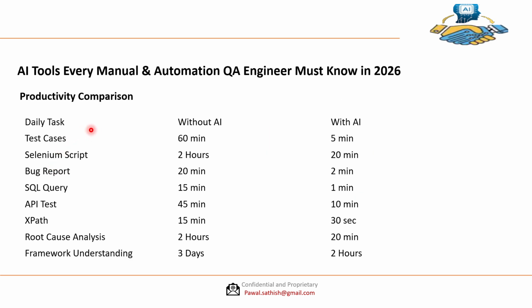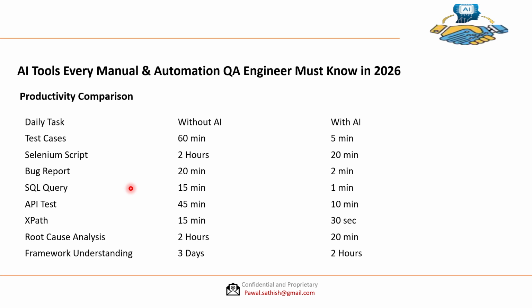I just gave one example, a productivity comparison. If you see without AI and with AI, earlier test case design was taking 60 minutes. Then using AI or ChatGPT, within 5 minutes we generate the test cases, and as a QA we just need to review them. Same for the Selenium script. Earlier it was taking 2 hours. Then using AI, either Copilot or GitHub, it generates it quickly, then as a QA we need to review it. So the time is reduced from 2 hours to 20 minutes. So our productivity has already increased.